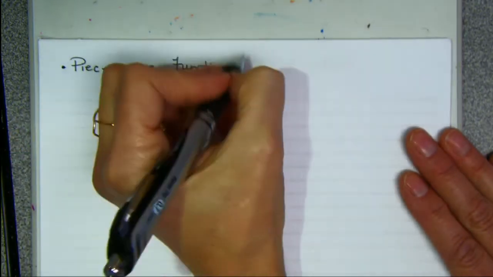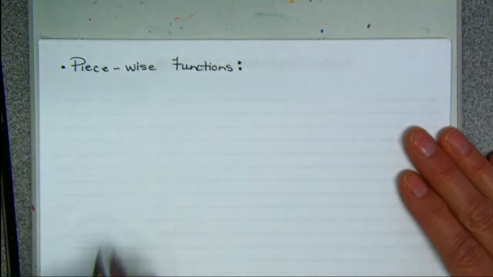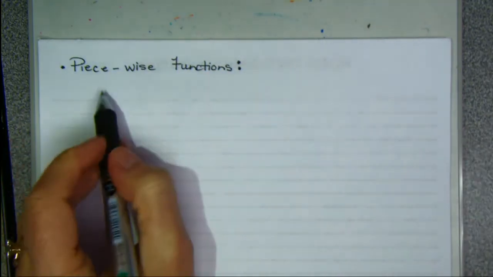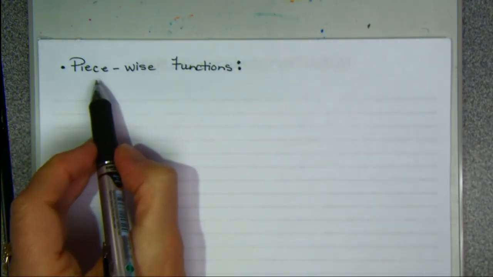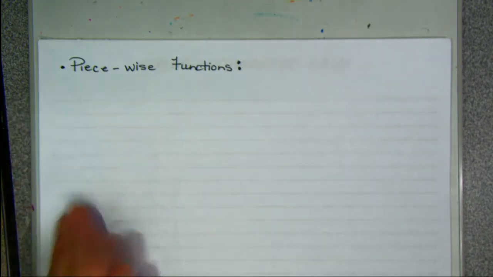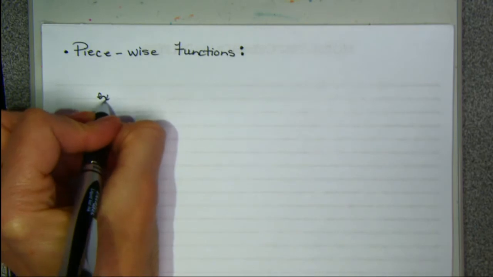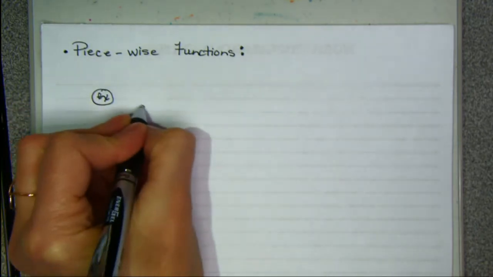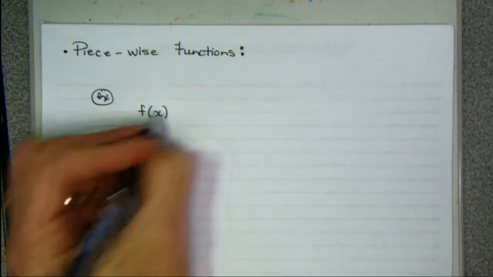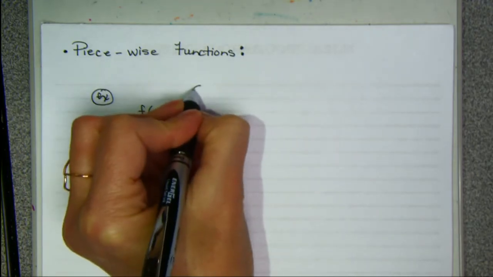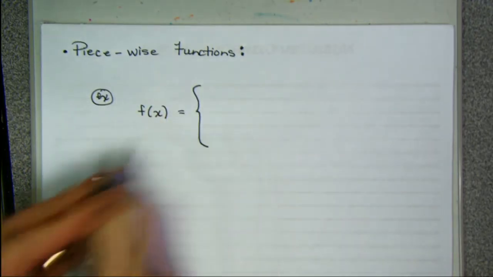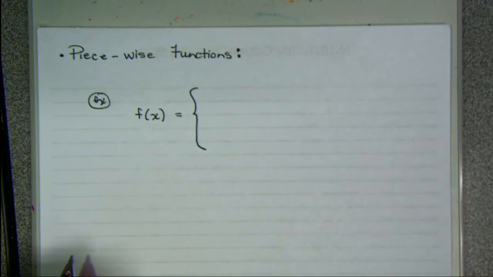Now, the key to this is that we're going to be given some functions, and it's going to break our graph up into pieces. That's why it's called piecewise, okay? All right, so I'm going to give you an example of what this is going to look like. So your function, and then it's going to give you several different ones.